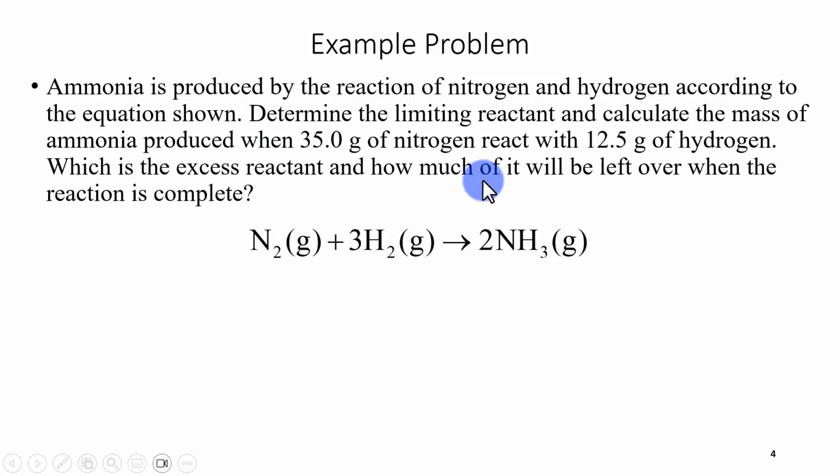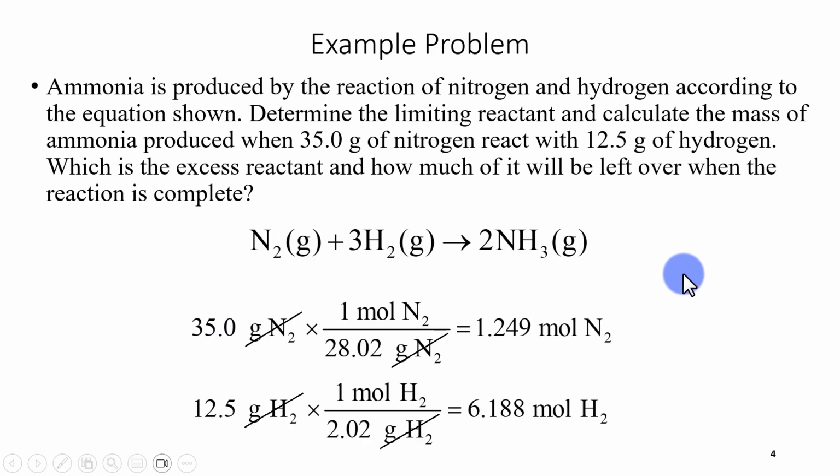The next part of this problem is to calculate how much is left over of the excess reactant. So let's first work on figuring out which one of these two is going to be my limiting reactant. I figure out how much product I'm going to make from 35 grams of nitrogen, and then how much product I'm going to make from 12.5 grams of hydrogen. Whichever gives me the smallest amount of ammonia, that is going to be the limiting reactant.